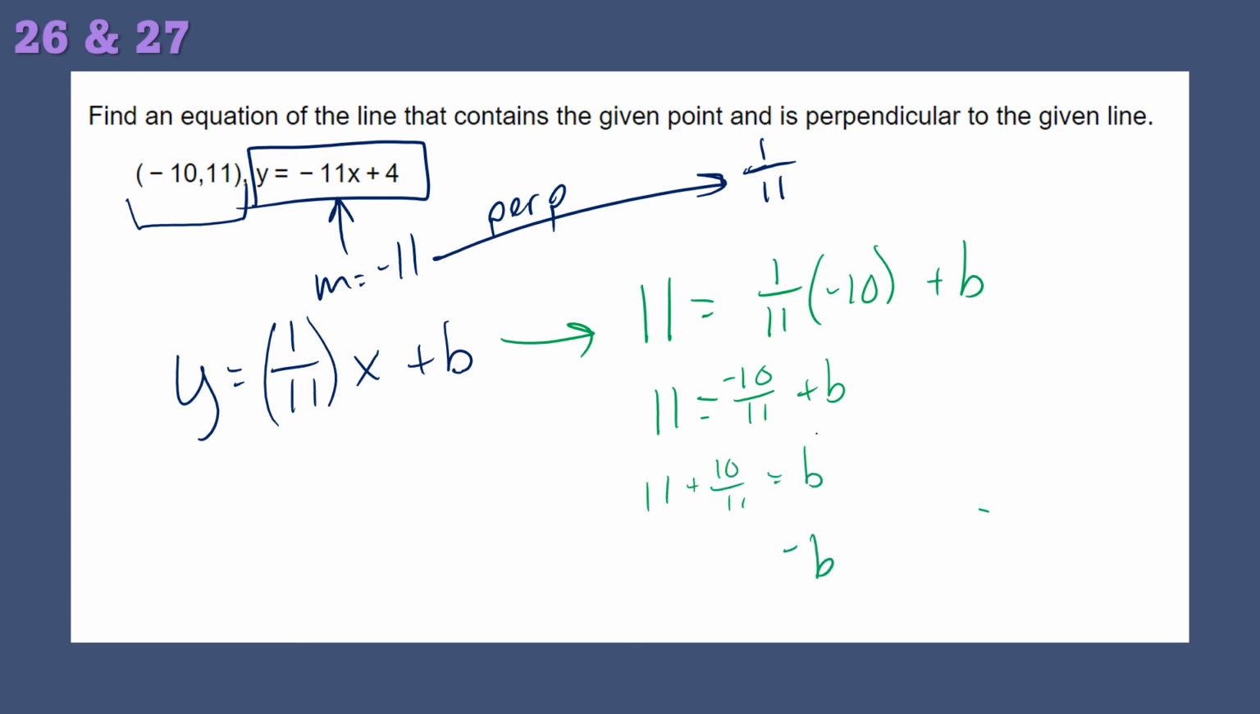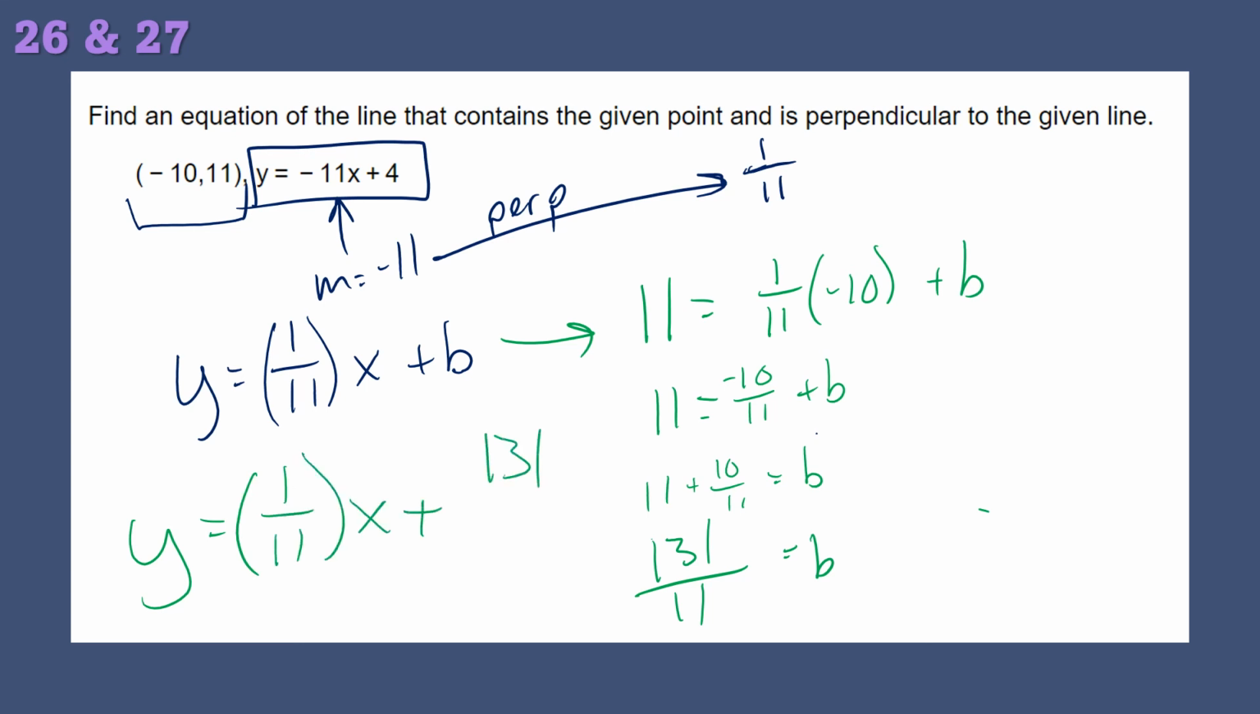And so b equals 11 point, that's like 11.9. Okay, I rounded a little bit there. So what does that mean? That means I can now write my equation as y equals, I probably shouldn't use decimals. Let me be more precise. So that's 131 over 11. I just multiplied 11 times 11 and added it to 10. So I'm going to leave it as a fraction, just to be more precise. And I get my equation.